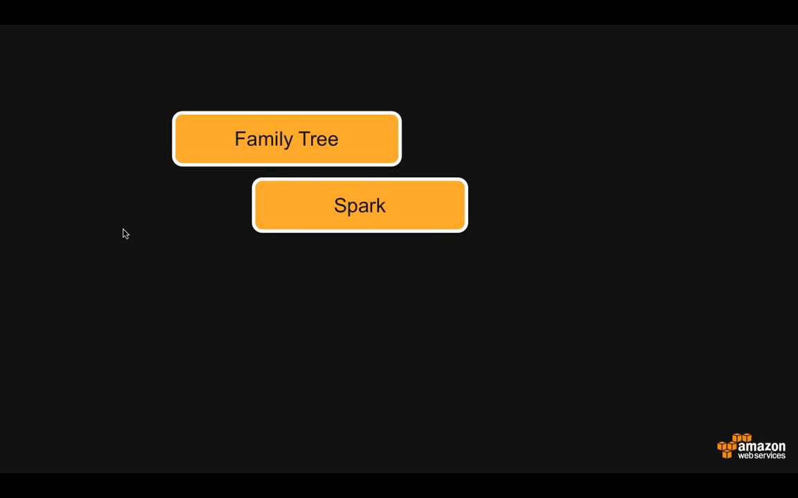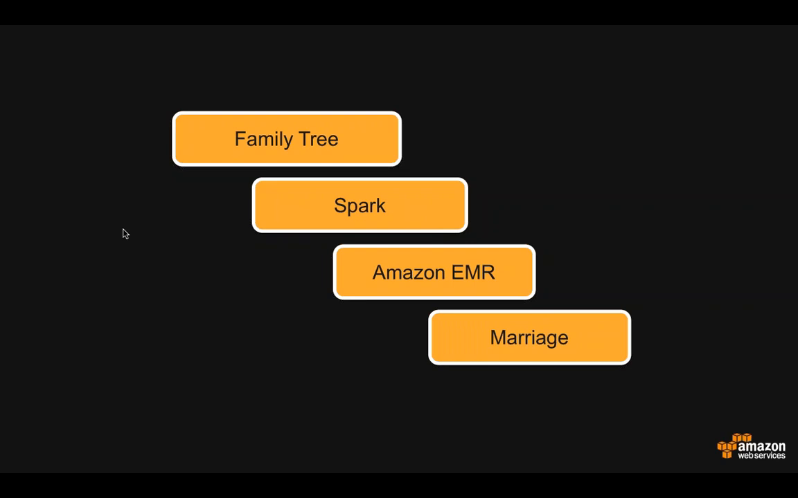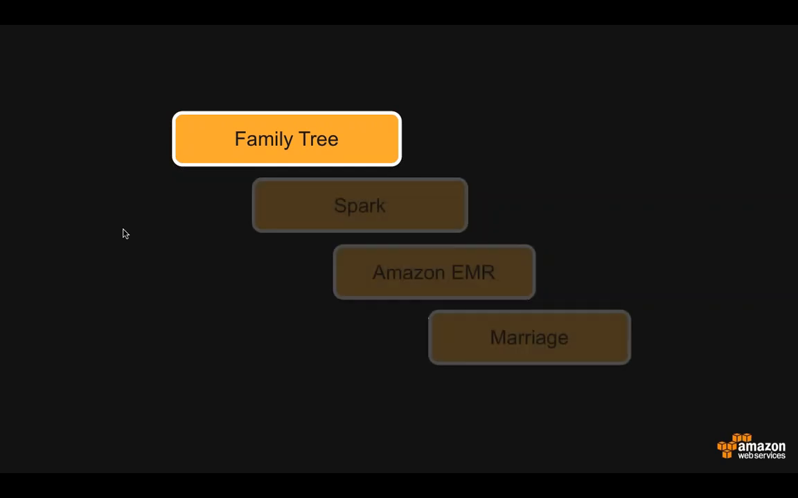We're then going to delve a little bit deeper into Spark itself and look at all the goodies that come with it. And then we're going to look at Amazon EMR. So EMR is our managed Hadoop service, and we're going to look at some of the characteristics of EMR and why that works so nicely with Spark. And then we're going to look at the marriage of EMR with Spark and talk about why that's a good thing. So let's kick off and look at the family tree.